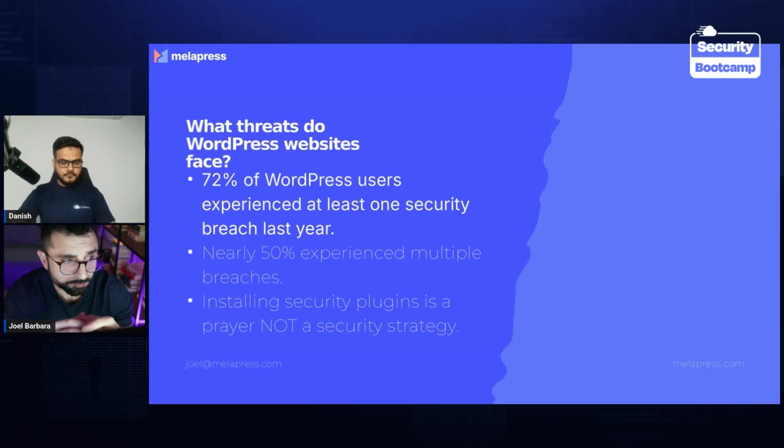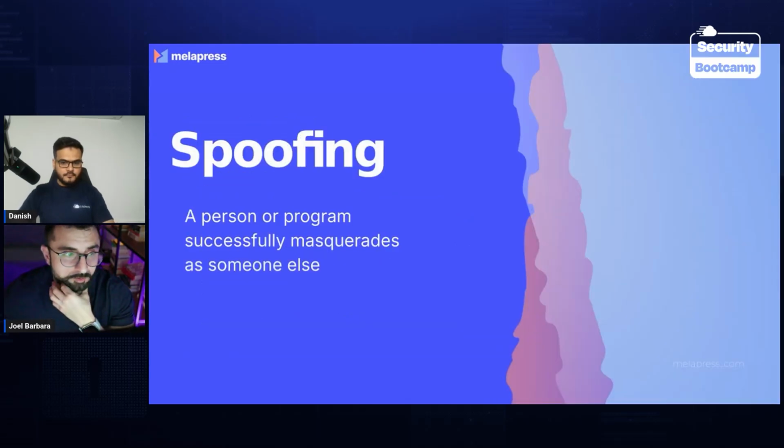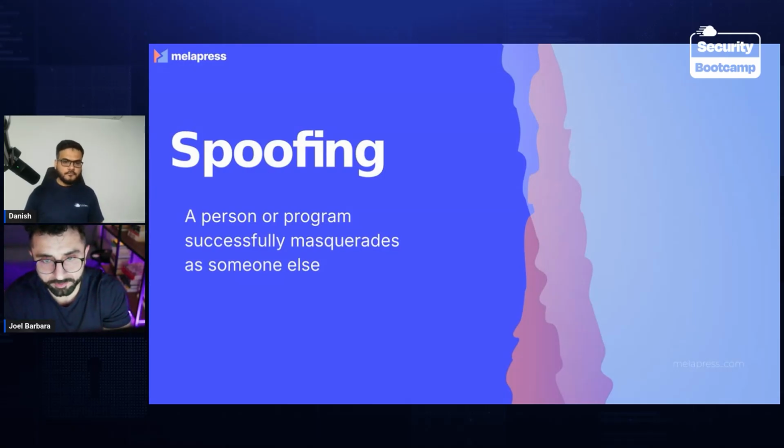Whilst Stride was originally developed for software development, so even if you are a plugin developer, this can work for you to make sure that the plugin is following all security best practices, it can also be adopted in systems management, which is what we'll be seeing today for the most part, basically to ensure that your WordPress websites are secure. So if you can go to the next slide, please. We'll start with the first one, which is spoofing. Spoofing is when a person or a program successfully masquerades as someone else. So how can this happen in WordPress? Next slide, please.